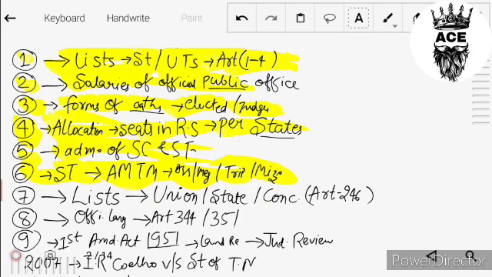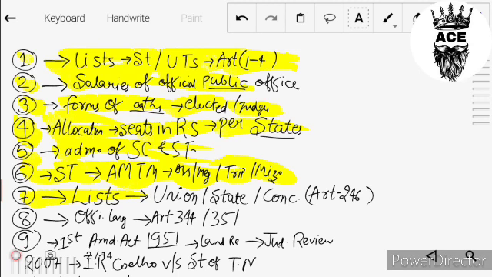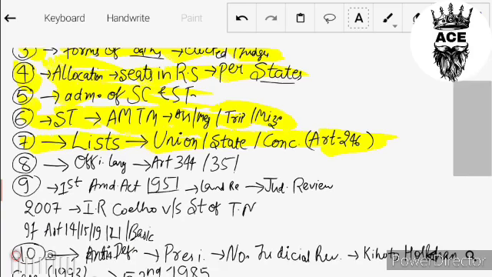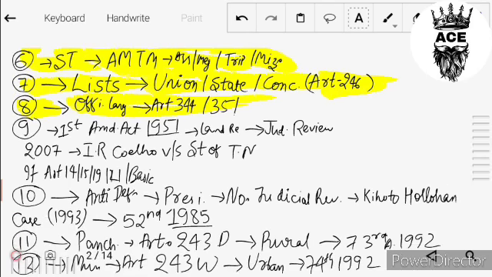You cannot confuse it with Manipur. You have to name the M. The 2 M's are important, that is Meghalaya and Mizoram, so don't confuse with Manipur. It is Assam, Meghalaya, Tripura and Mizoram. And we have discussed that the seventh one is your list, which is union list, state list and concurrent list, which comes under article number 246. Then comes your 8th schedule, official languages, article number 344.